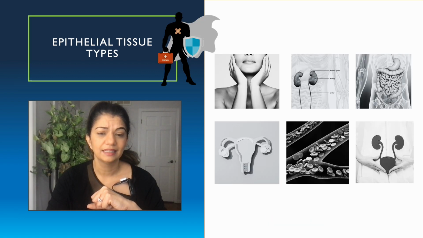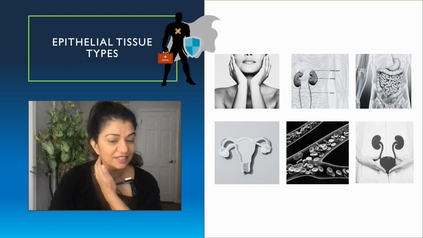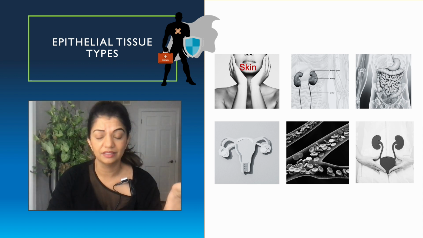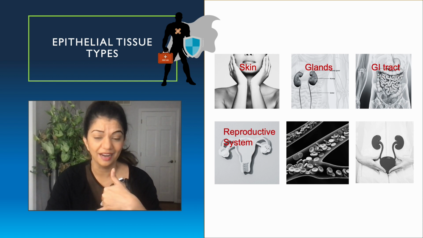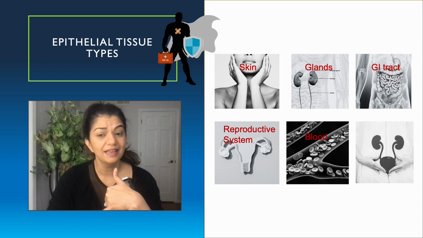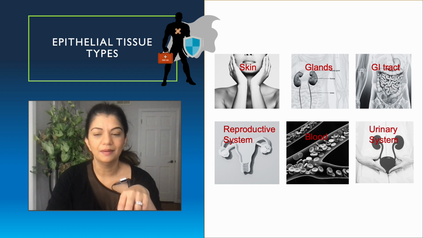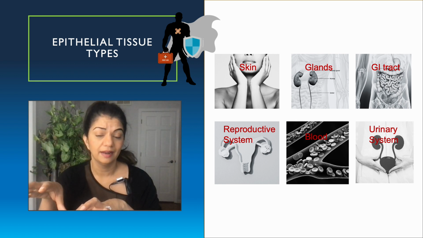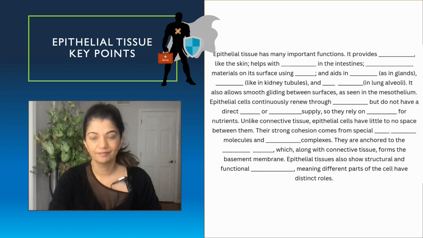All right. Well, yes, there are different types of epithelial tissue, right? Obviously, and this probably just makes sense to you anyway. The epithelial tissue you have on your skin is going to look very different than what's in your glands versus what's in your GI tract, reproductive system, and blood, right? There's different epithelia there. And then, of course, your urinary system. And we're going to go through each of these areas and what specific type of tissue resides there.